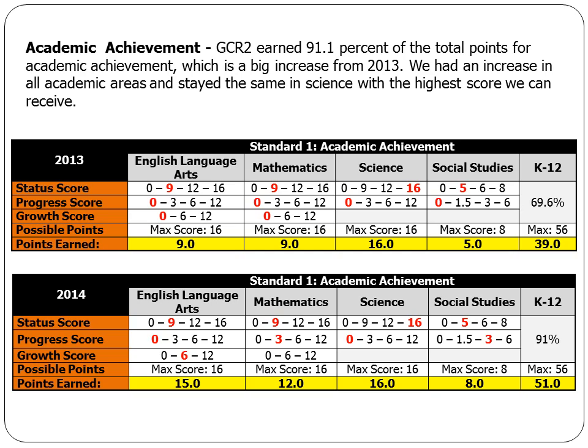You can look at both of these slides, and you can see status score, progress score, and growth score. We're going to go into detail about what the status score is and how we get it, and then what the progress score is and how we get that. You can see the comparisons between standard 1 in 2013 and 2014. Our scores are different and are higher across the board.